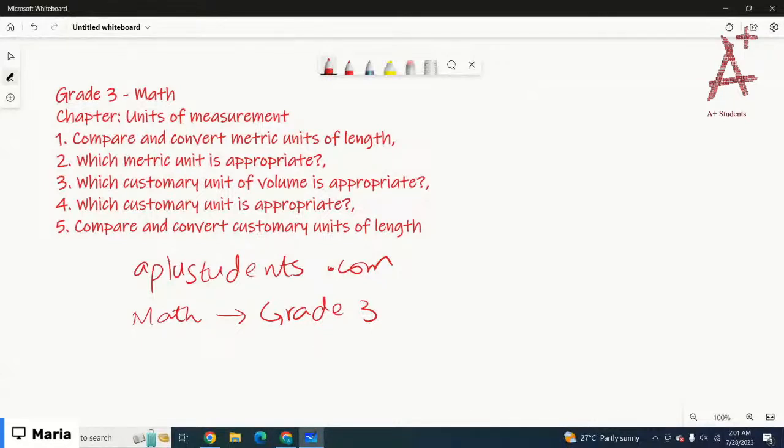We start with the chapter unit of measurement. The lessons we're going to cover today are compare and convert metric units of length, which metric unit is appropriate, which customary unit of volume is appropriate, which customary unit is appropriate, and compare and convert customary units of length. So let's just start with the first lesson.